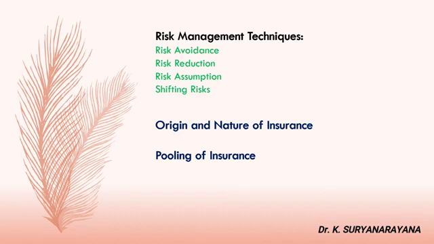Insurance companies will not, however, assume every kind of risk. A risk that insurance companies will assume is called an insurable risk. A risk that insurance companies will not assume is called an uninsurable risk. Pure risks are insurable, whereas speculative risks are uninsurable.